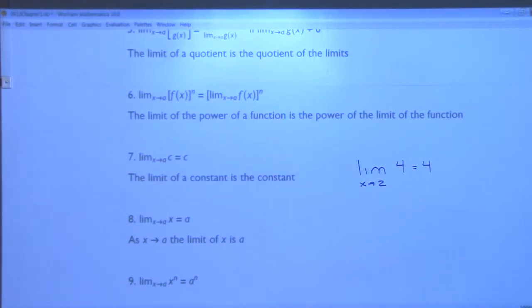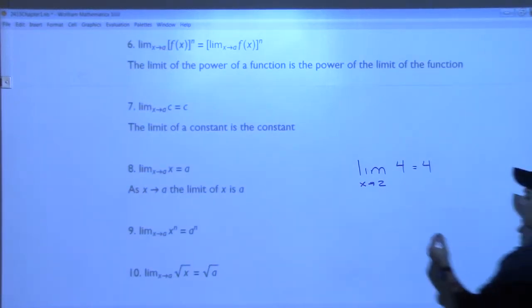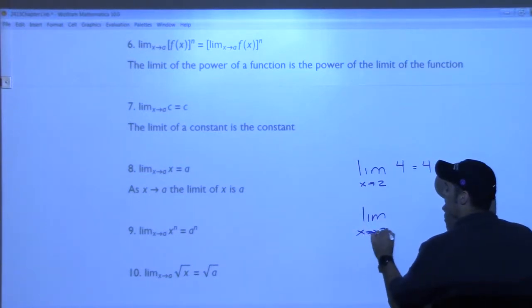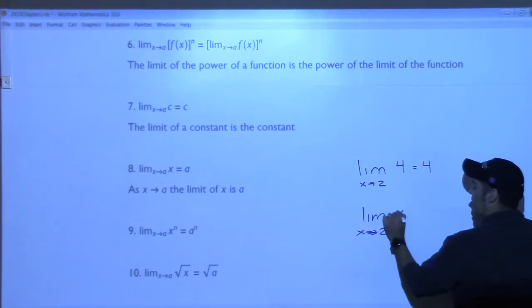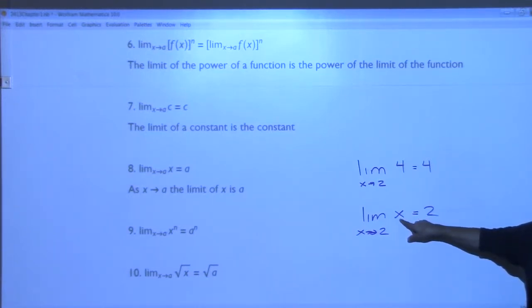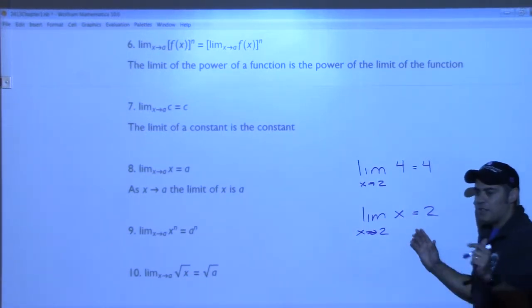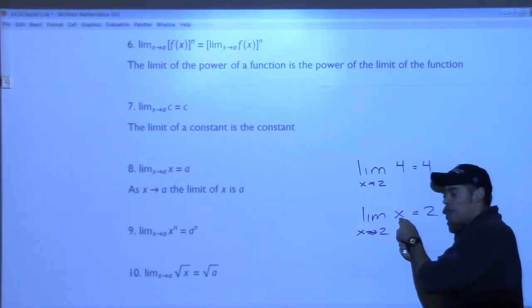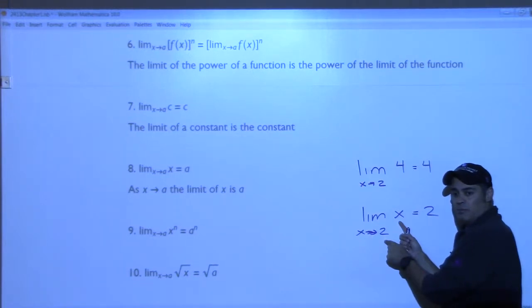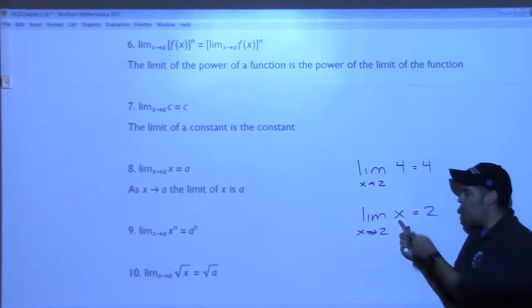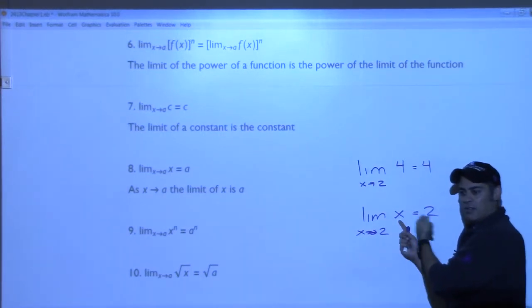So that's what this is saying. What is property 8 saying? The limit as x approaches 2 of x is equal to 2. That's what that property is saying. It's just x by itself, and this is really what it's telling you. It's saying, what happens to x if I let x go to 2? Where does it go? 2. That's trivial, isn't it? I'm asking you what x goes to when x goes to 2. Well, then x goes to 2.